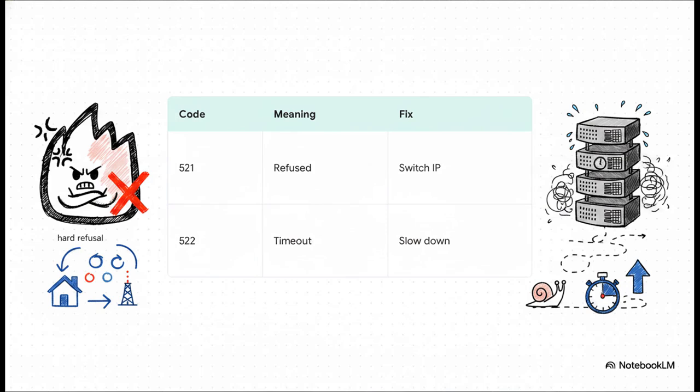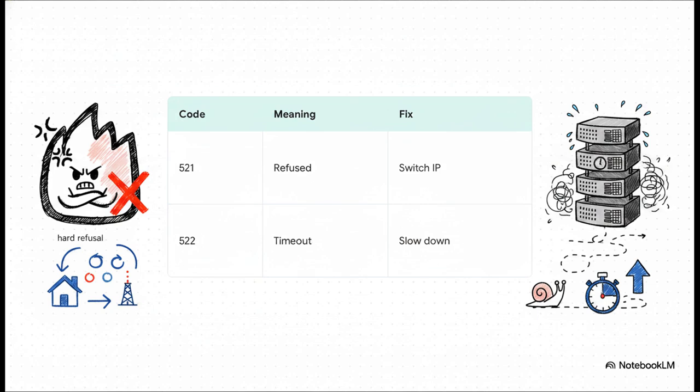These are two related, but honestly, very distinct server-side connection errors that pop up all the time when scraping. A 521 error means the origin server is actively refusing the connection. It's a hard refusal, very often a firewall or a service like Cloudflare just completely shutting you out. The immediate fix there is to switch your IP address, maybe hop over to a residential or mobile proxy.